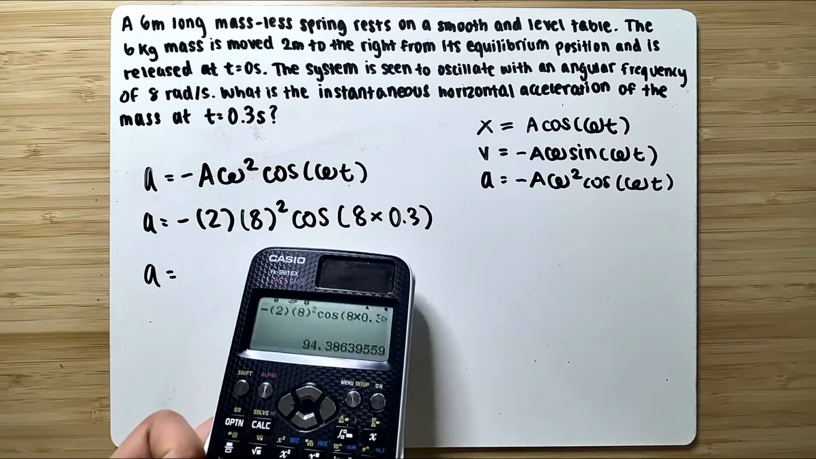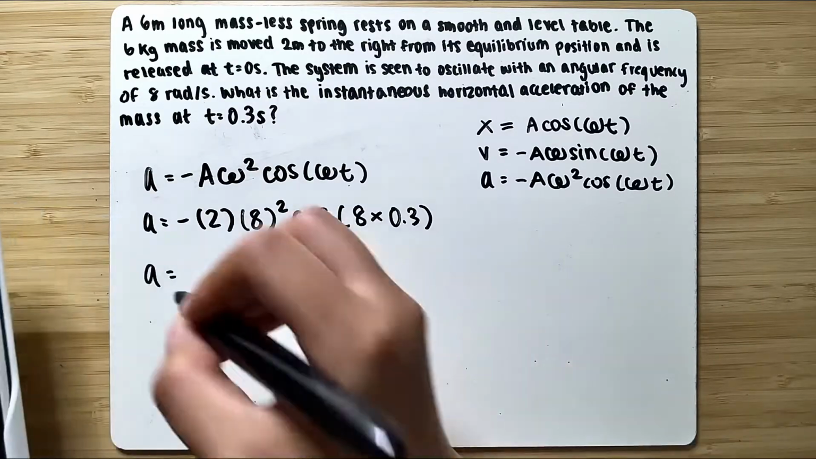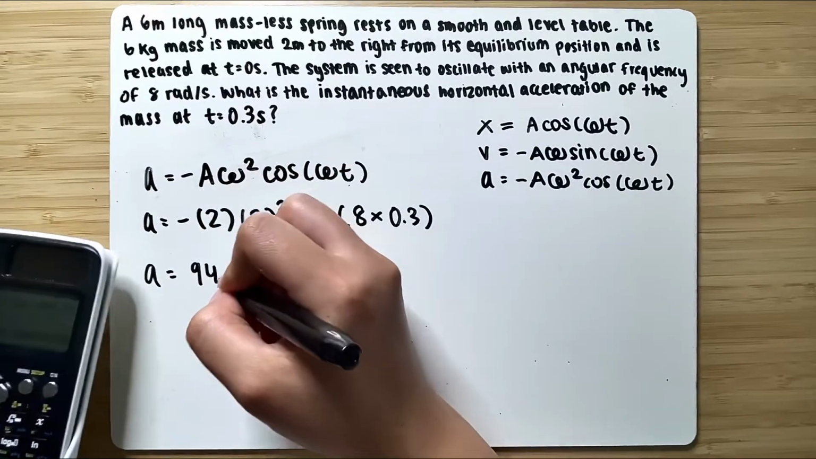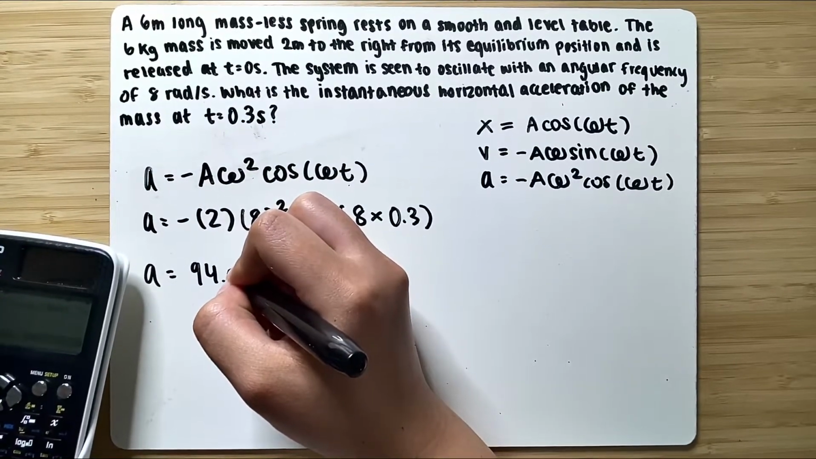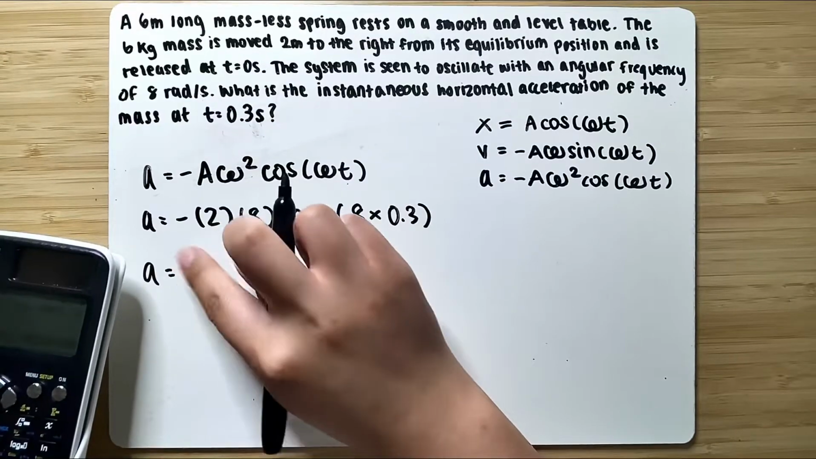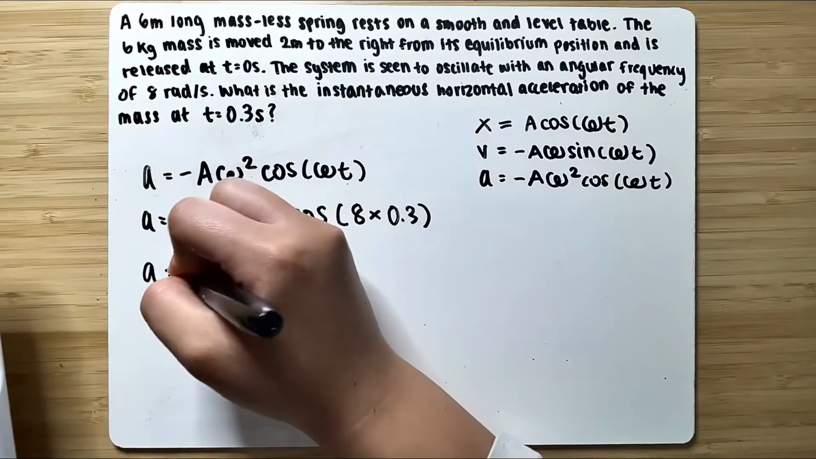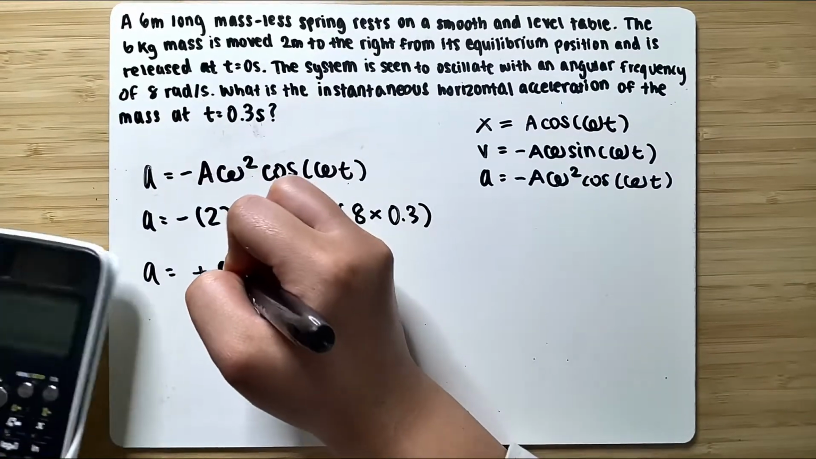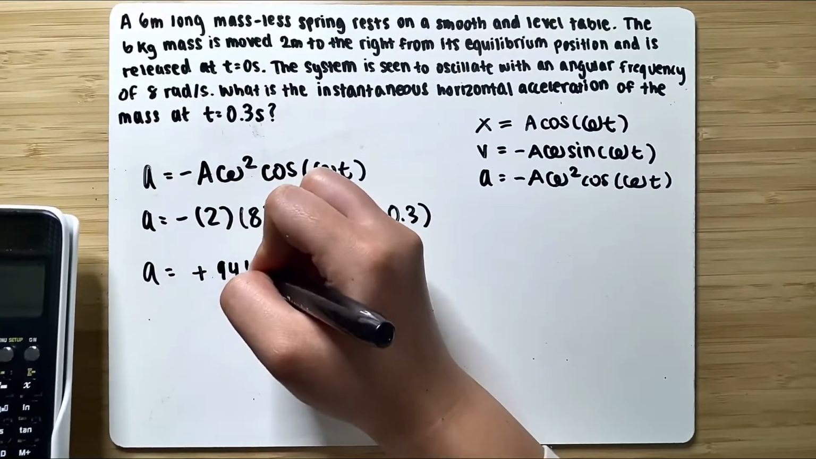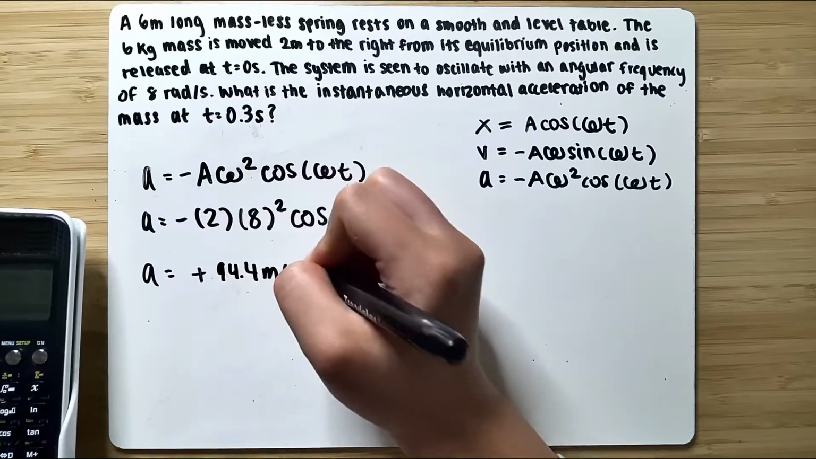So acceleration is going to be equal to 94. Well, we need to write the sign for this because there's two directions. So a positive 94, let's round it, 94.4 meters per second squared.